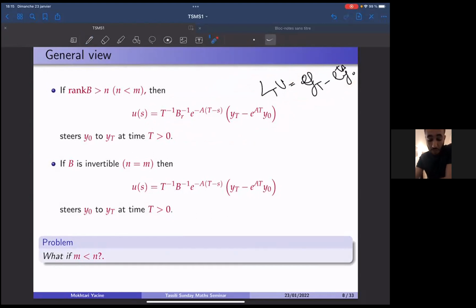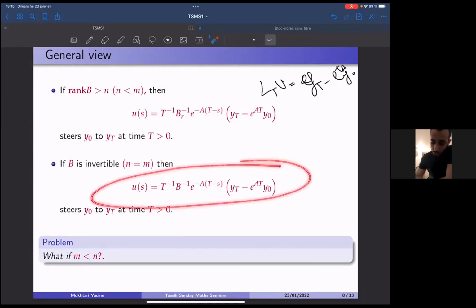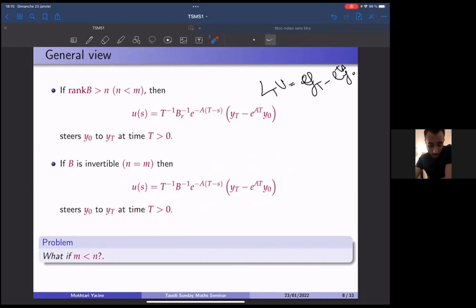Since the rank of B is greater than n, we know that B is a surjective matrix if and only if there exists a right inverse to this matrix. If n equals m, then the same thing happens. And here, if we assume that B is invertible, that means that we control each component with one control. Then we control everybody. Then this control is also a solution to our problem, and we are done. We control it at any time t larger than 0. So the main problem here is the case when the number of controls is less than the state. We cannot assume that the rank of B is larger than or equal to n, since our matrix has more lines than columns, and we cannot proceed this way.